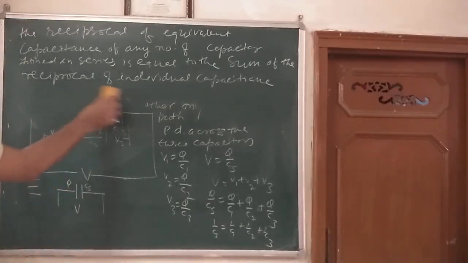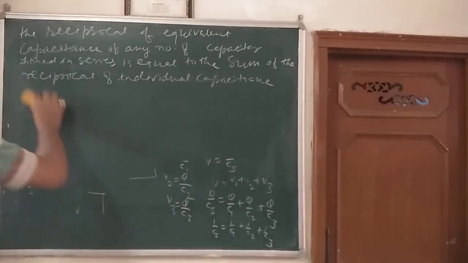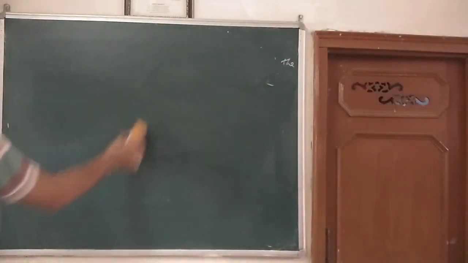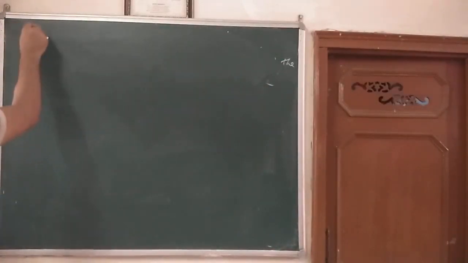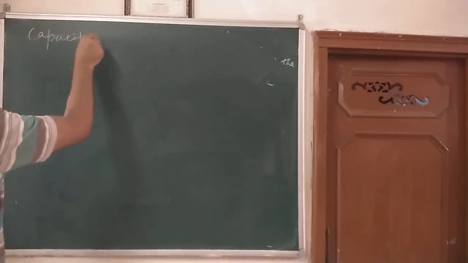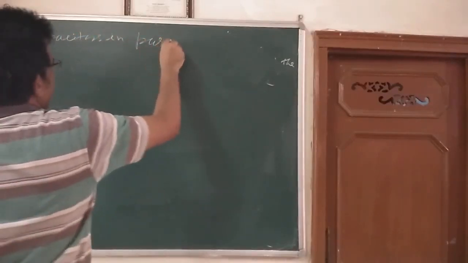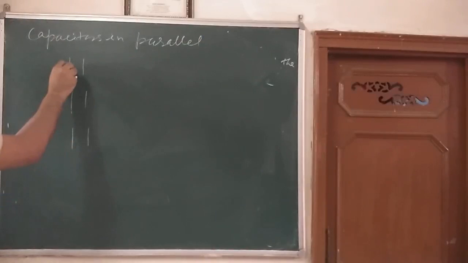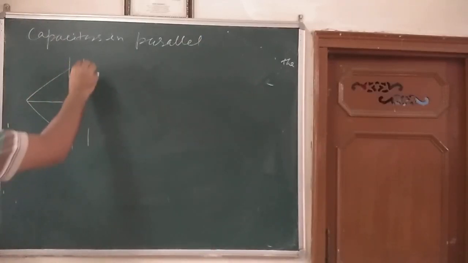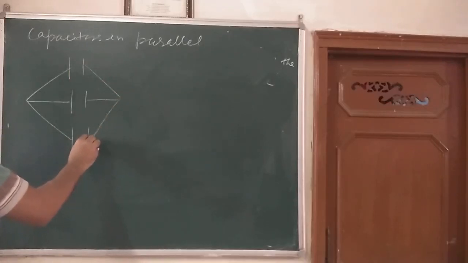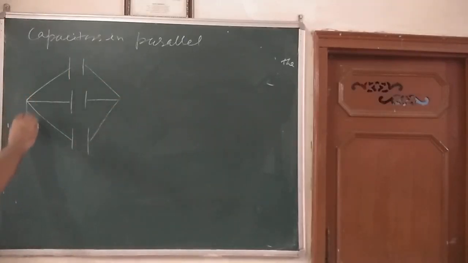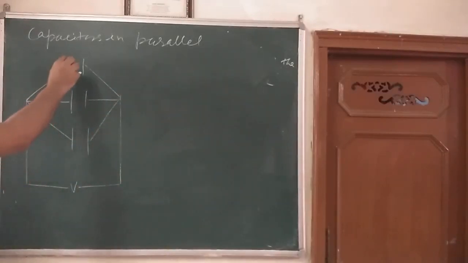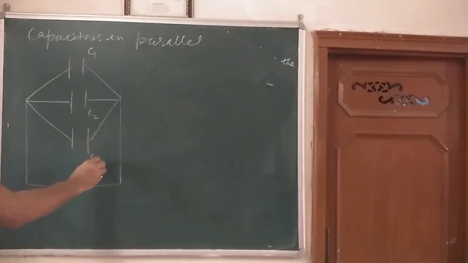Now we are going to see the parallel combination. In the parallel combination, again we take three capacitors in something like this. We take one capacitor here, second here and third here. One end of each capacitor is connected like this and the other end of each capacitor is connected like this. Here the applied potential is V. The capacitances are C1, C2 and C3.